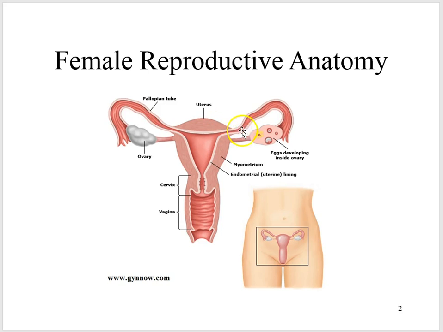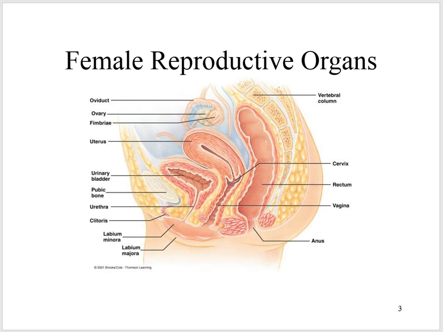Okay? So the myometrium is the muscular portion of the uterus, and the endometrial lining, or the uterine lining, is the inside of it. You have the cervix, the vagina. Now in here, this blue area right in here is called the cul-de-sac.